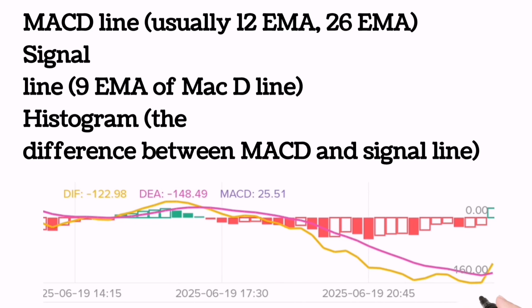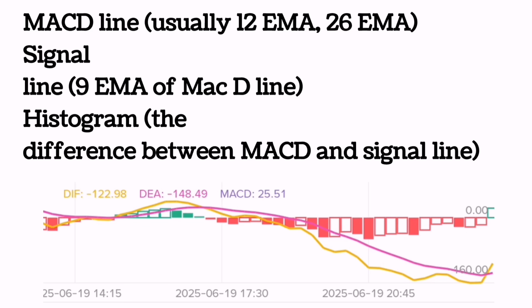When the MACD line crosses above the signal line, it equals a bullish signal. When the MACD line crosses below the signal line, it equals a bearish signal. MACD is brilliant for confirming trends, spotting momentum shifts, catching early reversals, and avoiding sideways market traps.